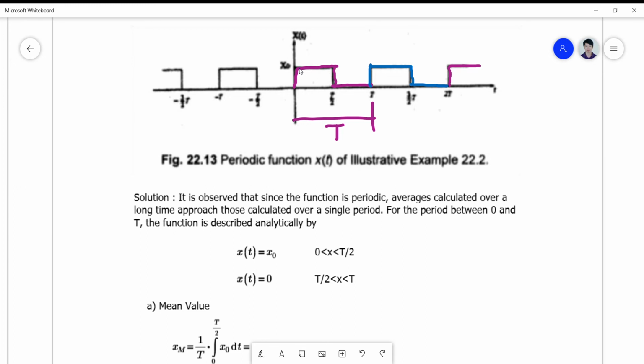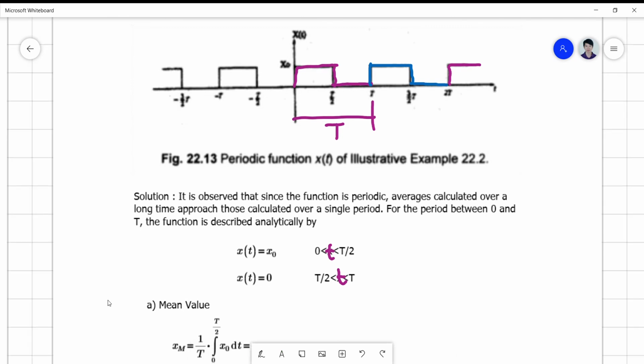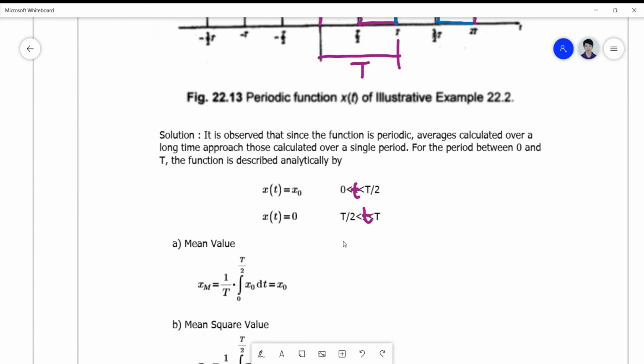X is equal to a fixed value X0 from 0 to T/2, or meant to say from 0, this is not X, this is T. Okay, so this is the t-axis. And x(t) is equal to 0 from t equals T/2 up to T. Okay, so that is your representation in terms of the equation of the graph.